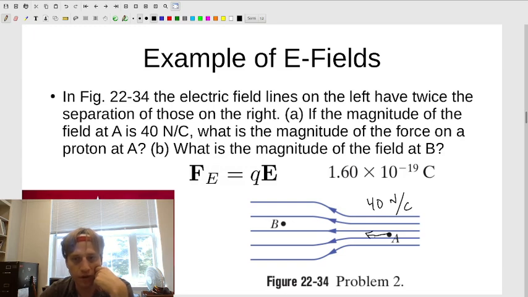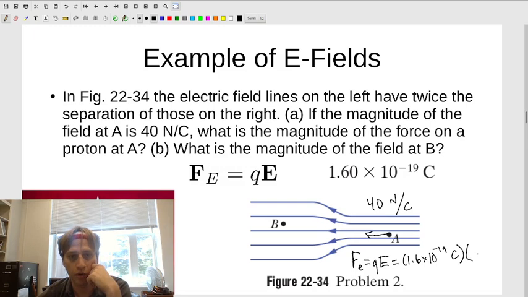So the electrical force on a proton would just be Q times E, so it would get pulled in the left direction, in the minus x direction, and that would just be your 1.6 times 10 to the minus 19th coulombs times 40 newtons per coulomb. And if I can do that in my head correctly, I think that's going to give me 64 times 10 to the minus 19th, which is 6.4 times 10 to the minus 18th newtons.